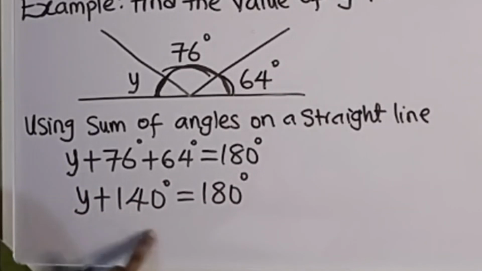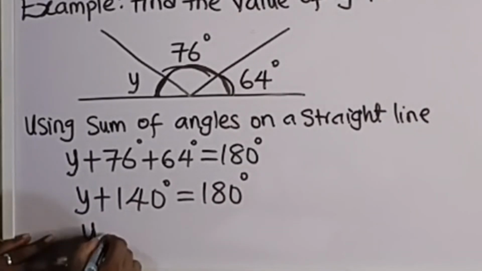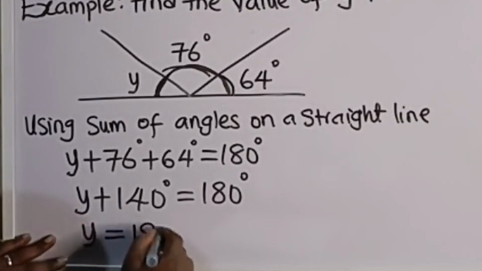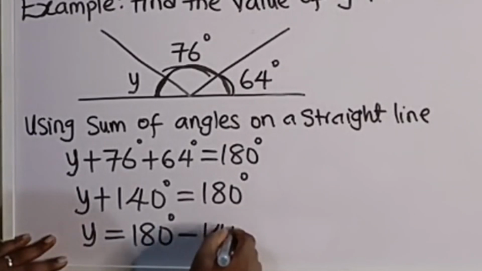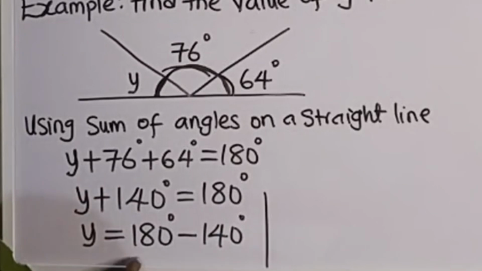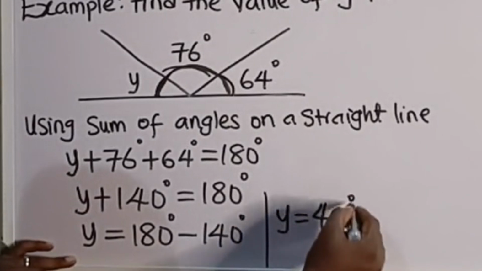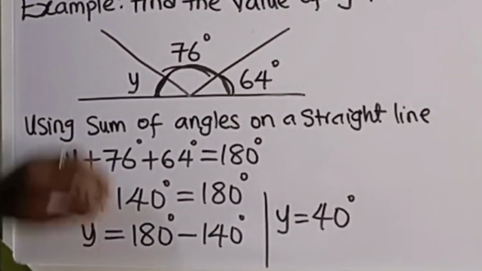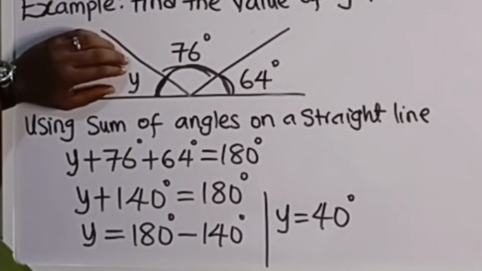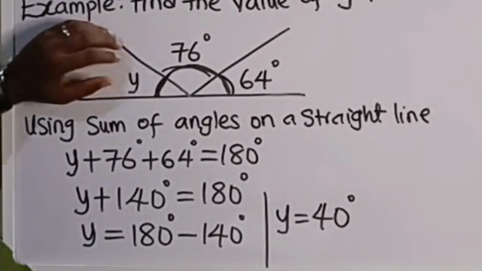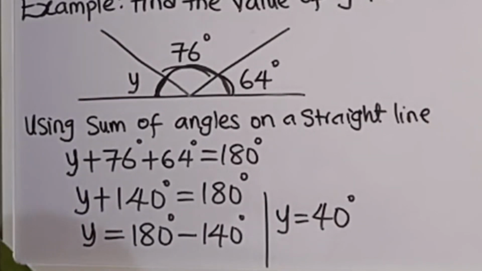So moving 140 degrees to the right, the positive sign is going to change to negative. So y is equal to 180 degrees minus 140. So that means 180 degrees minus 140 degrees, that's going to give us 40 degrees. This means our value of y is equal to 40 degrees. So using this principle, we have been able to find this missing angle, because we know that the sum of angles on a straight line is equal to 180 degrees. Let's try out another example.